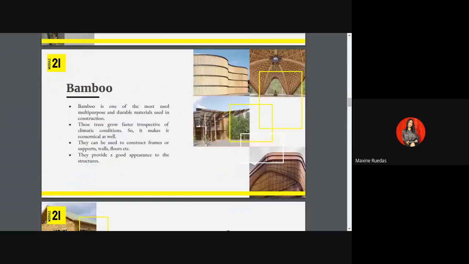So, bamboo is one of the most used multi-purpose and durable materials used in construction. These trees grow faster irrespective of the various climatic conditions, so it makes it economical as well. They can be used to construct frames or supports, walls, floors, etc. They provide a good performance to the structures.